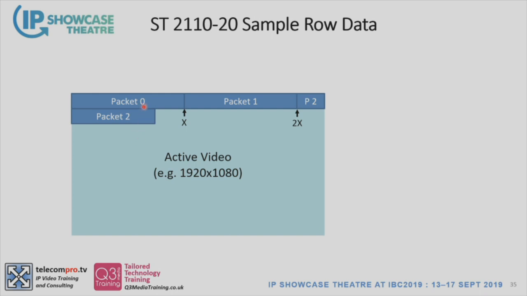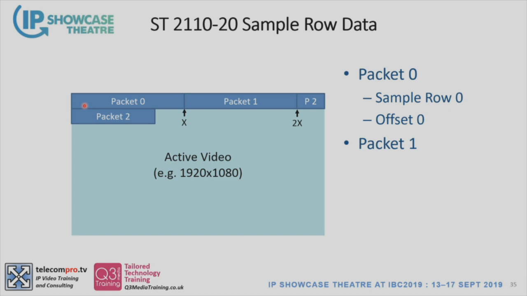So my first packet, we'll call it packet 0 because we're software guys, we like counting from 0. That's going to be sample row 0. It's going to have an offset of 0 because it starts at the very first pixel, and pretty straightforward. Packet 1 is going to be still in sample row 0 because I didn't get all the pixels in this line of video. It's still going to be sample row 0, but this time it's going to have an offset, and that x is going to be the number of pixels in packet 0. So it's going to be offset from that. So when the receiver gets it, it can put that new data in the correct place in the video raster.